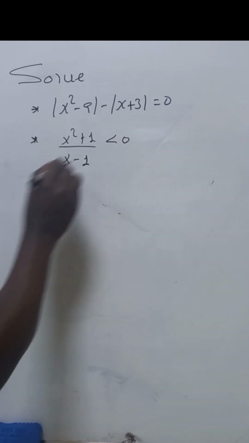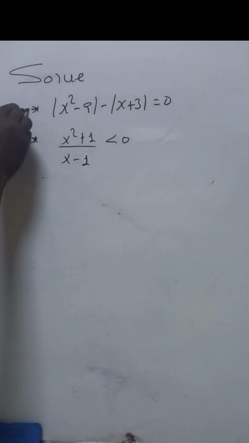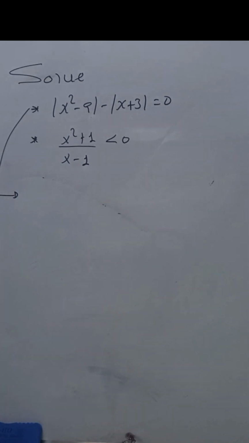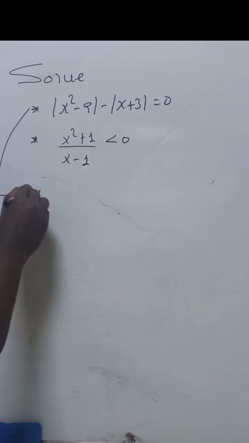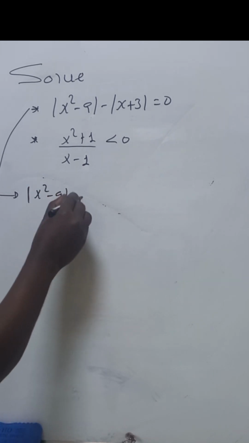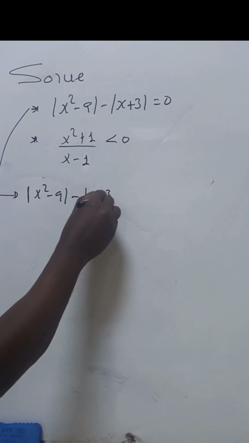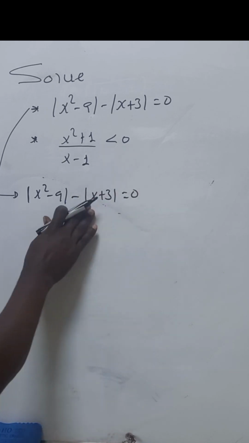Well, now let me explain how to do this problem. Let me just start from the first question. In order to find the solution of this problem, you know that the modulus of x squared minus 9 minus the modulus of x plus 3 is going to be 0. How could you solve this one?